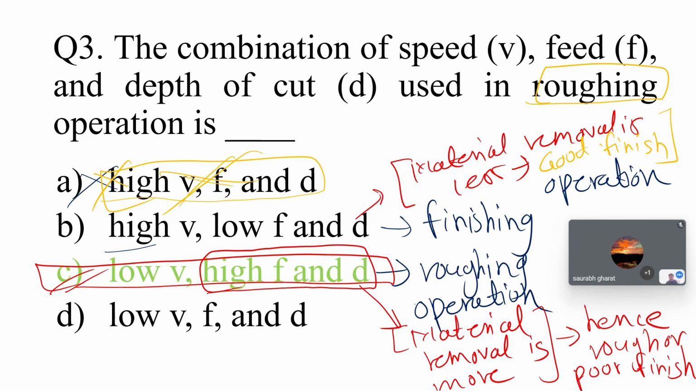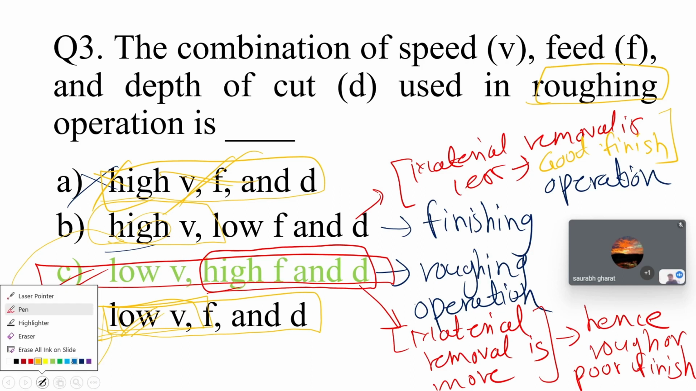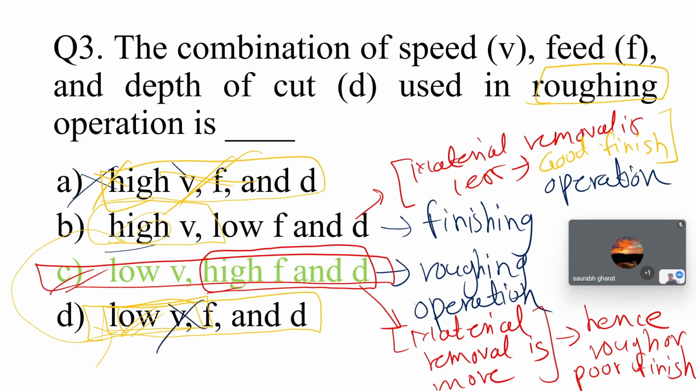And low feed and low depth of cut unnecessarily increases your machining time. Finishing pass you require high speed, and for roughing pass, you require low speed. So low V and F is again not accurate. These two are not accurate, and everything high is not accurate. You need to consider only high V and low F, and low V with high F and D. The high V, low F option is for finishing, and the other is for the roughing pass. That is how we can get the answer.